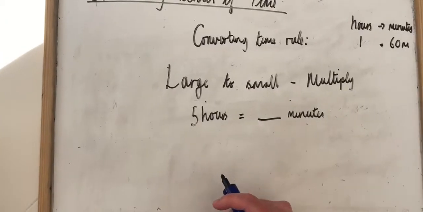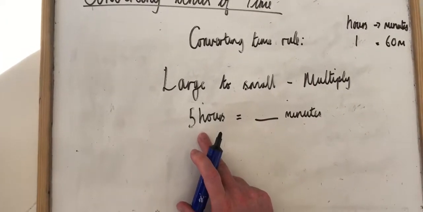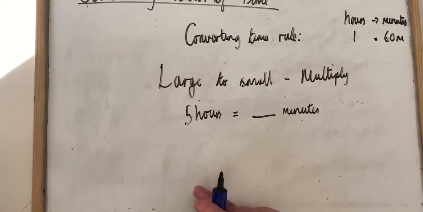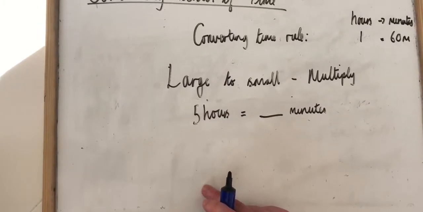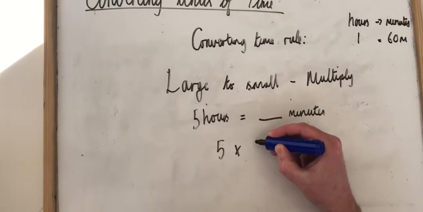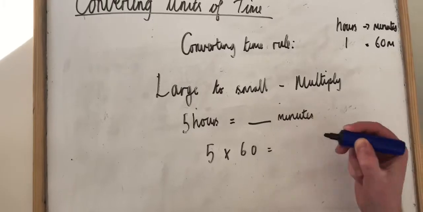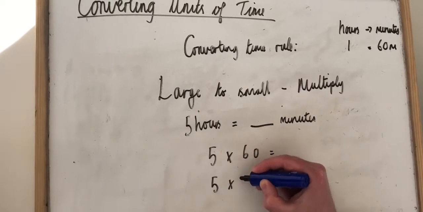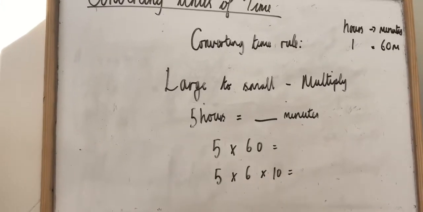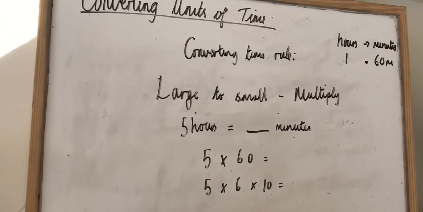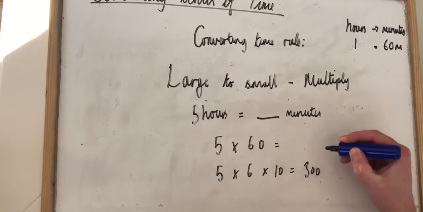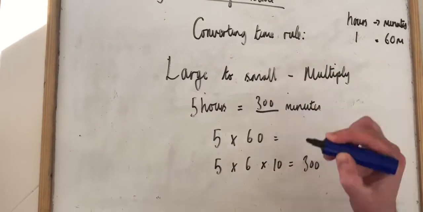So what would you do to convert from 5 hours into minutes? Multiply by 60. Brilliant. So you would do 5 times 60 equals, now for me the easy way of doing that is 5 times 6 times 10. 5 times 6 is 30, and 30 times 10 is 300. So that is 300 minutes.